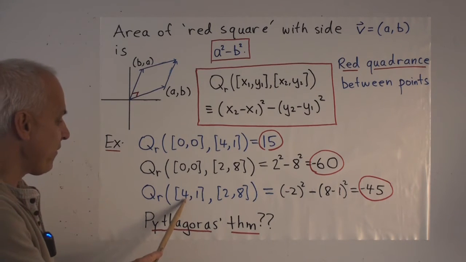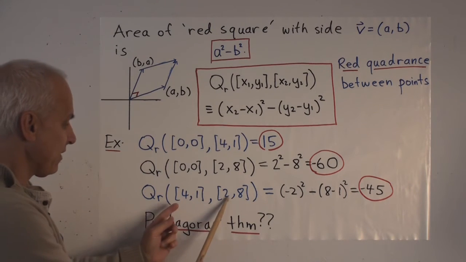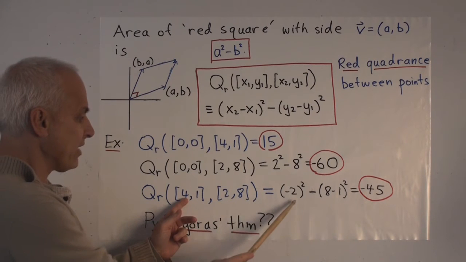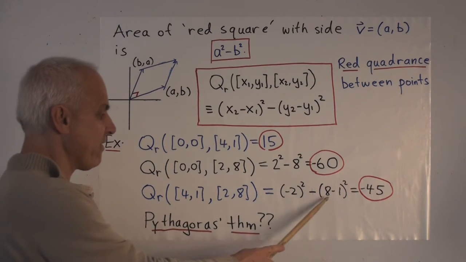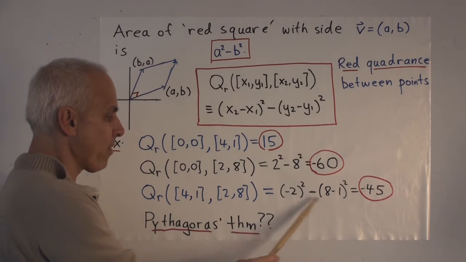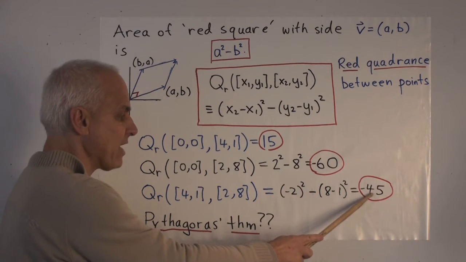And the quadrance between (4,1) and (2,8), well, we take the difference here, that's 2 minus 4, that's minus 2, all squared. The difference here, 8 and 1, that's 7, 7 squared, so we have 4 minus 49, that's minus 45.